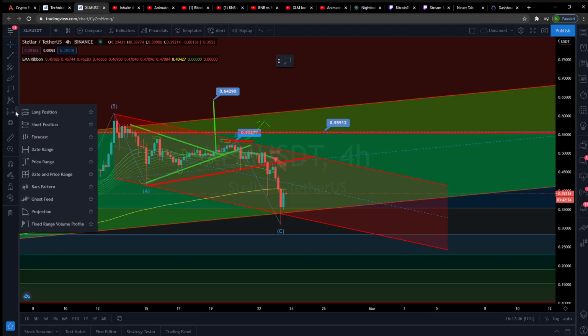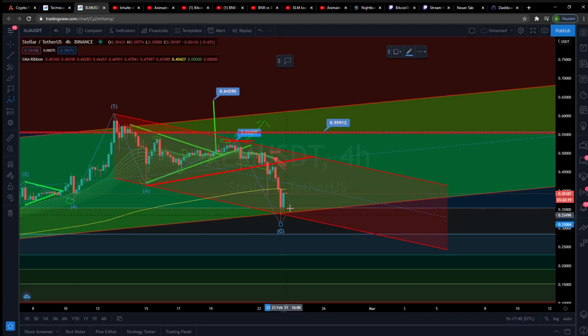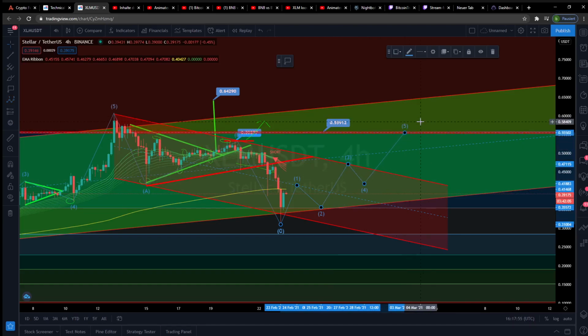Let me draw it. Let me take a look. The 5 wave up. Maybe we can start here to here. Maybe we retest this Fibonacci again to here. Now we break maybe to here. Then maybe again back to this, and then maybe back to this. That's a possible breakout scenario for Xlm.